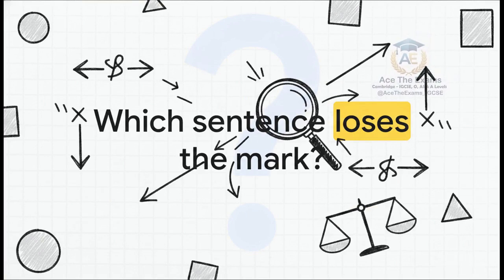I'm going to read a sample paragraph from a mock exam. The forces acting on the particle are 10 newtons and 15 newtons. The sum of the forces is 0, so it is in equilibrium. Okay, where is the fatal flaw here? Which specific sentence loses the mark? I'll give you a second.